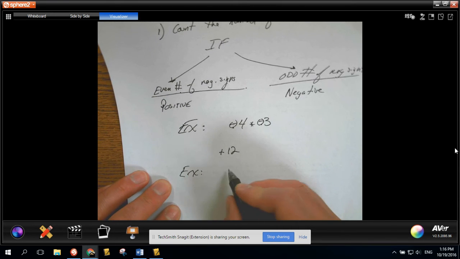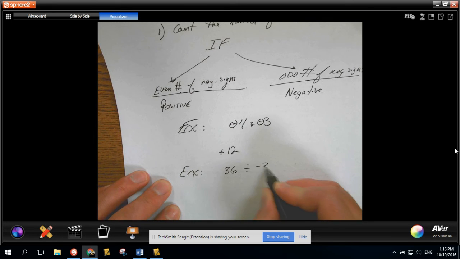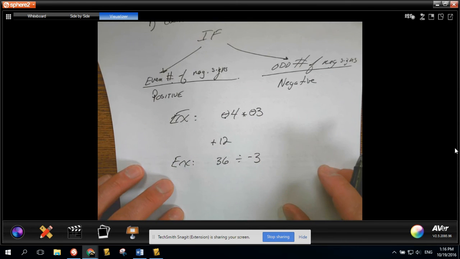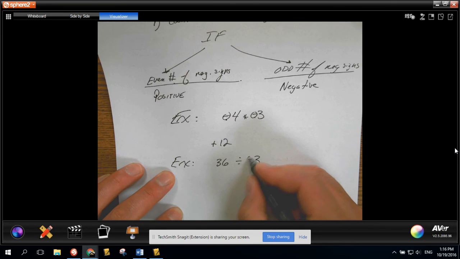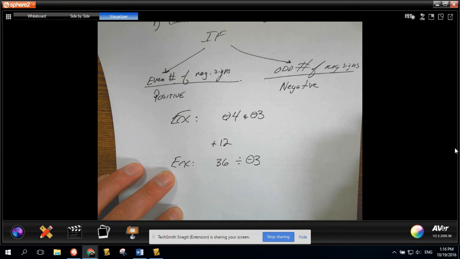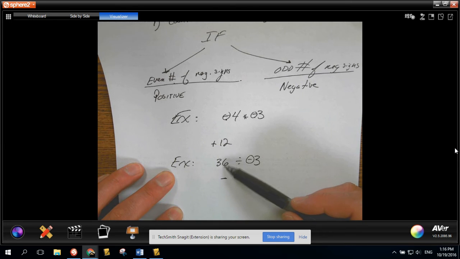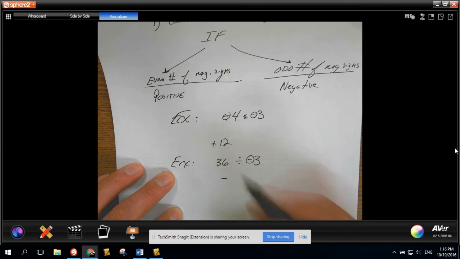Going the other direction, if we have 36 divided by a -3. In this case, again, we count our negative signs. In this case, there's 1 of them. So if I have 1 negative, that's an odd number of negative signs, which means my answer is going to be negative. And then we just proceed with the math. 36 divided by 3 is 12. So your answer for that one is a -12.